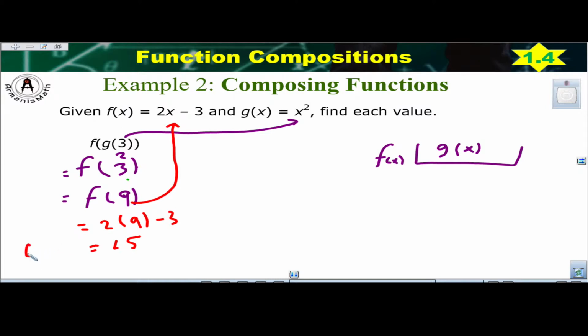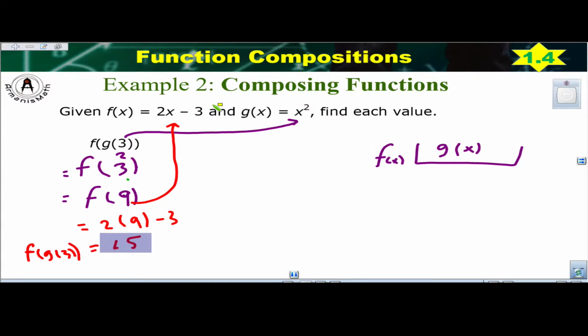So this is f of g of 3. That's how much it is. Once again, the idea is to get whatever is closest to the x, that's the function they start with, and then put that result into the outer function.